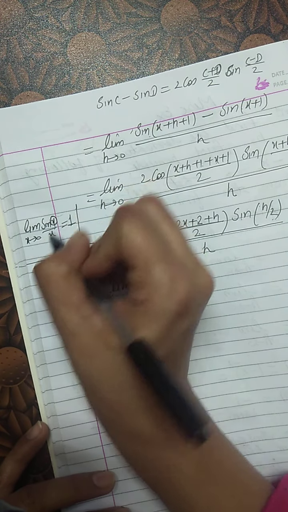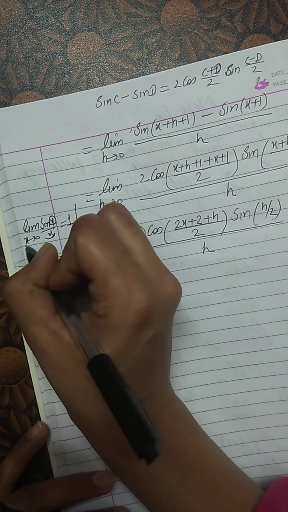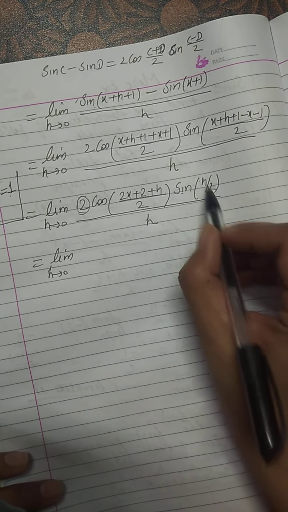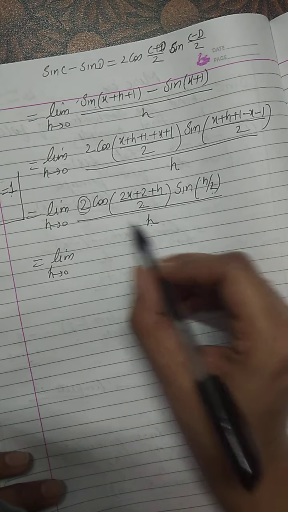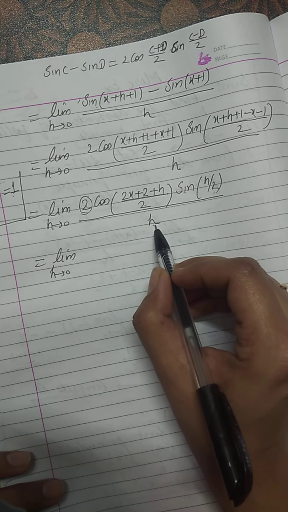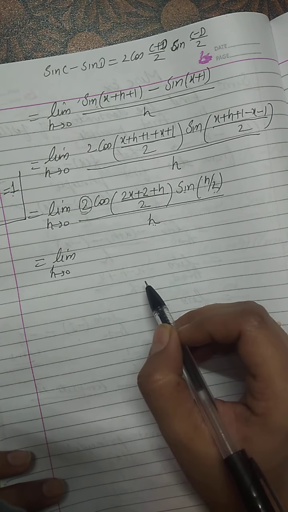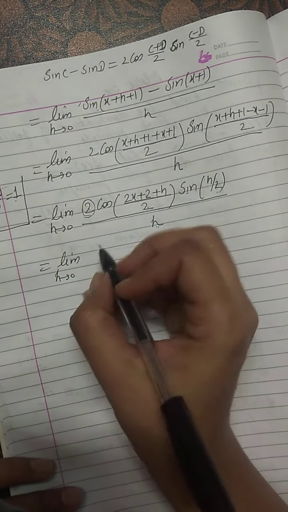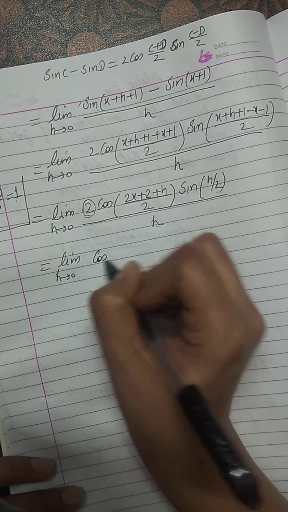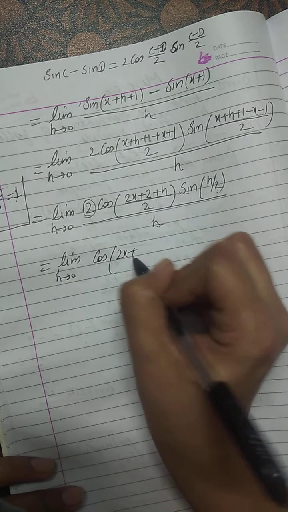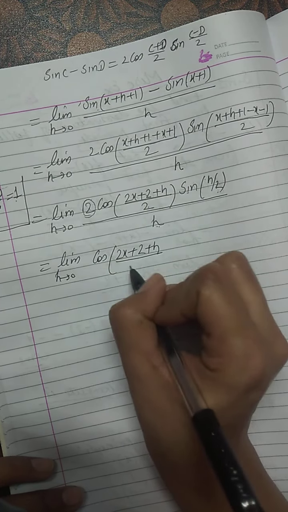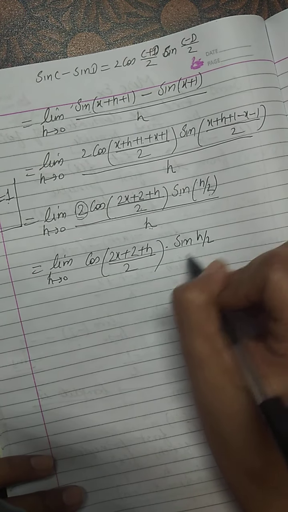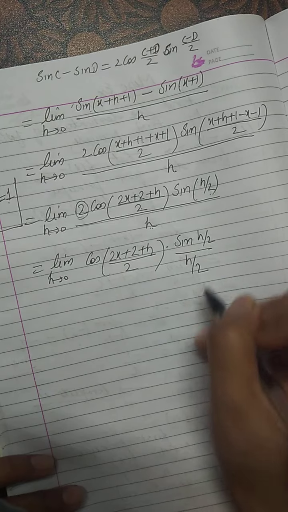So if the angle of sin and the denominator are the same and it is approaching 0, it will be 1. Angle of sin is h by 2, denominator we have h. So this 2 I can bring to the denominator and it can be written as h by 2. So if h approaches to 0, h by 2 will also approach to 0. So that formula we are going to apply here. So here we have this thing into sin h by 2 divided by h by 2.